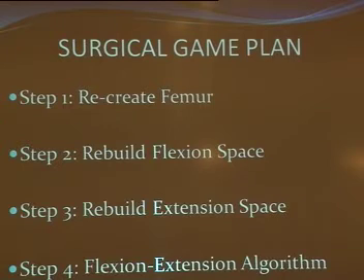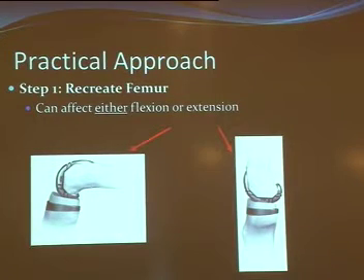These are the steps. First of all, we need to go stepwise to have proper ligament balancing at the end. The first step for any revision setting is to recreate the femur. After the femur has been recreated, you can build the flexion space, then the extension space, and then if either space is mismatching, you can adjust it by using the flexion extension algorithm. And recreating the femur requires two things. It affects either flexion or extension.